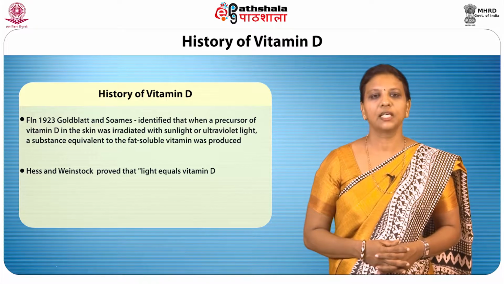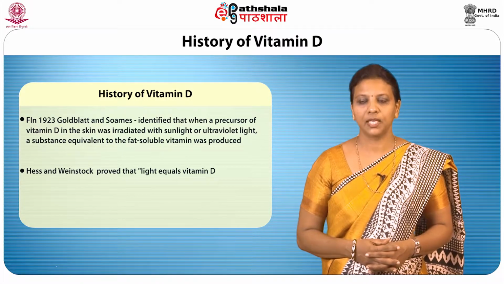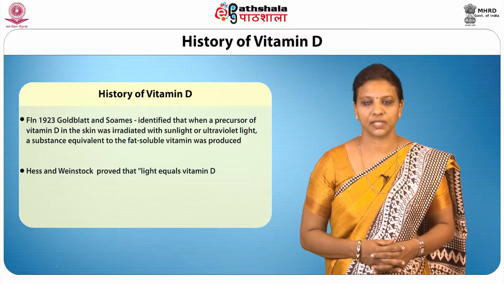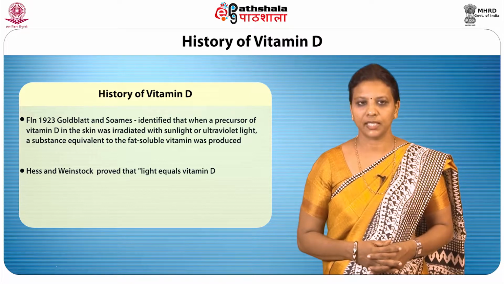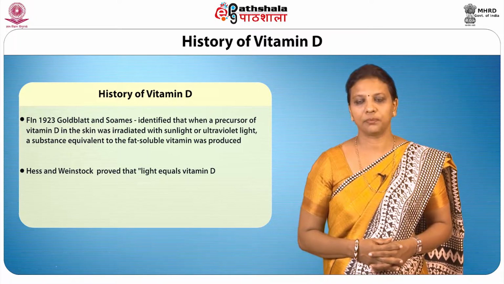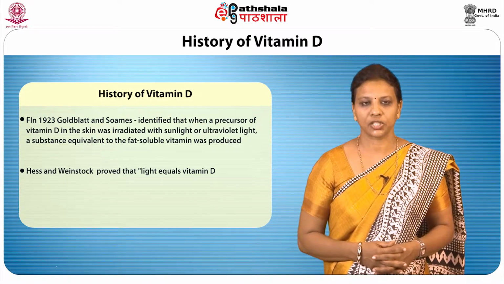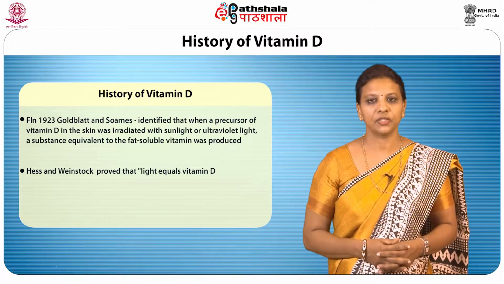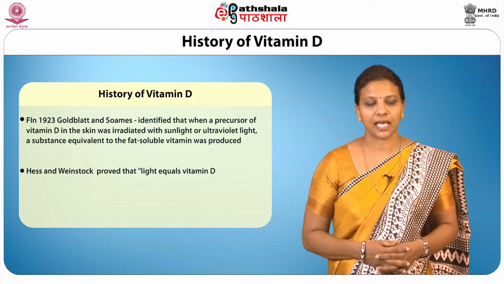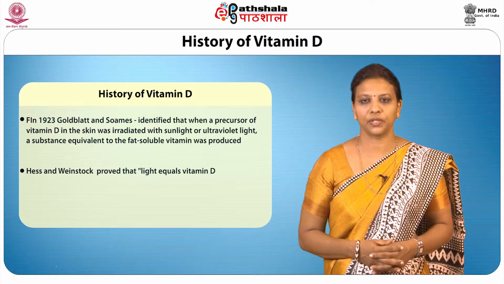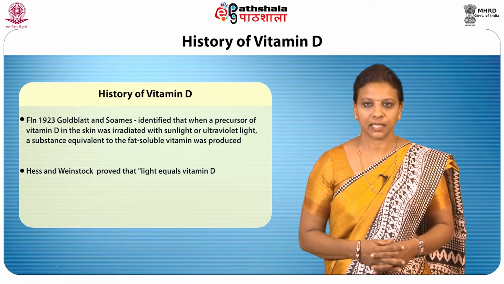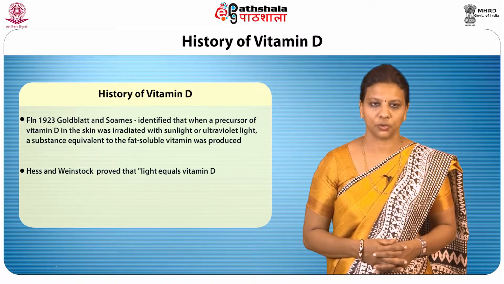Hess and Weinstock set about to prove the popular belief that light equals vitamin D. They excised a small portion of skin, irradiated it with UV light and then fed it to a group of rachitic rats. The skin that had been irradiated provided protection against rickets, whereas the unirradiated skin provided no protection. Clearly, these animals were able to produce by UV radiation adequate quantities of the fat-soluble vitamin, suggesting that it was not an essential dietary constituent.